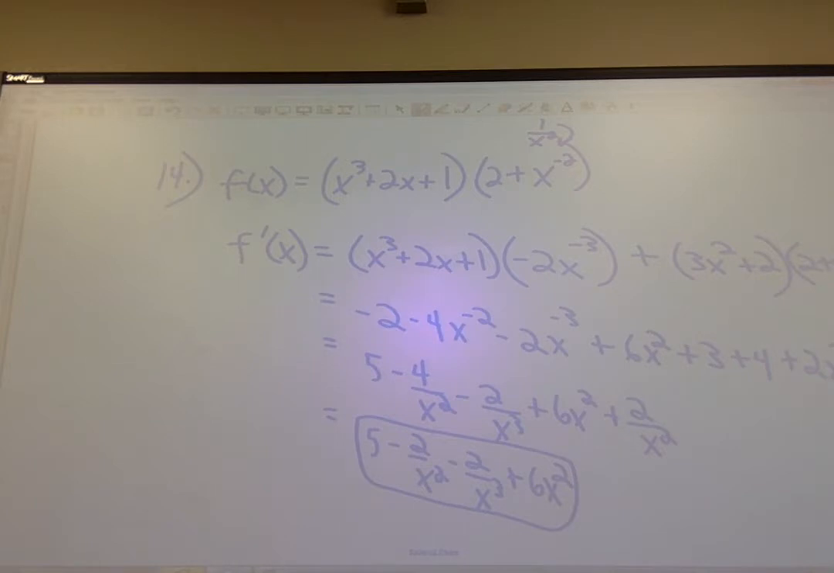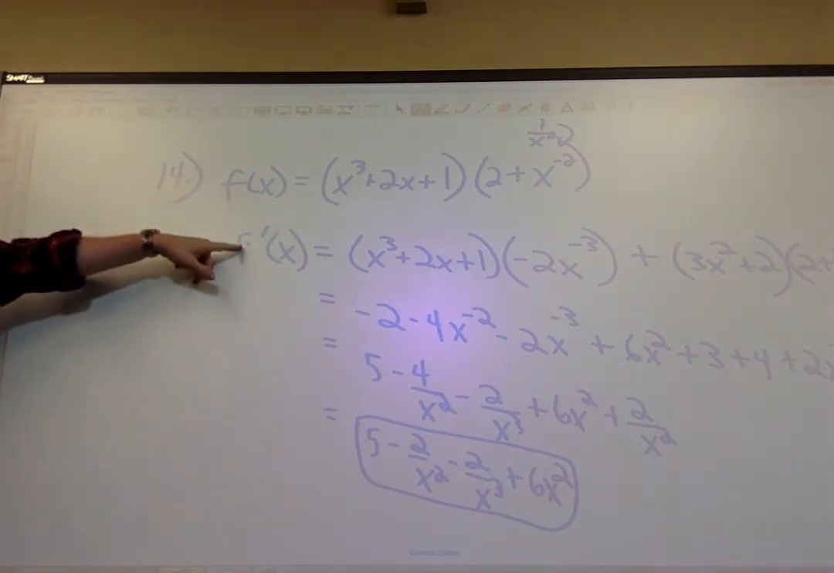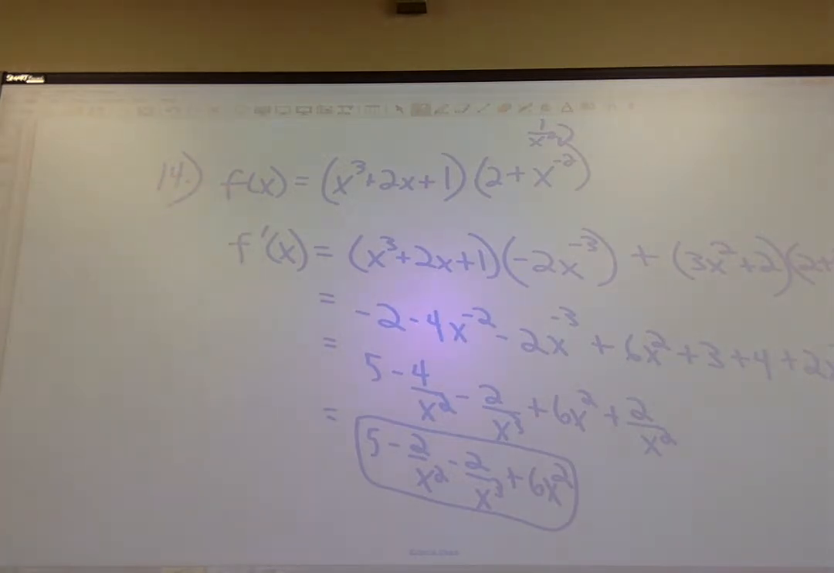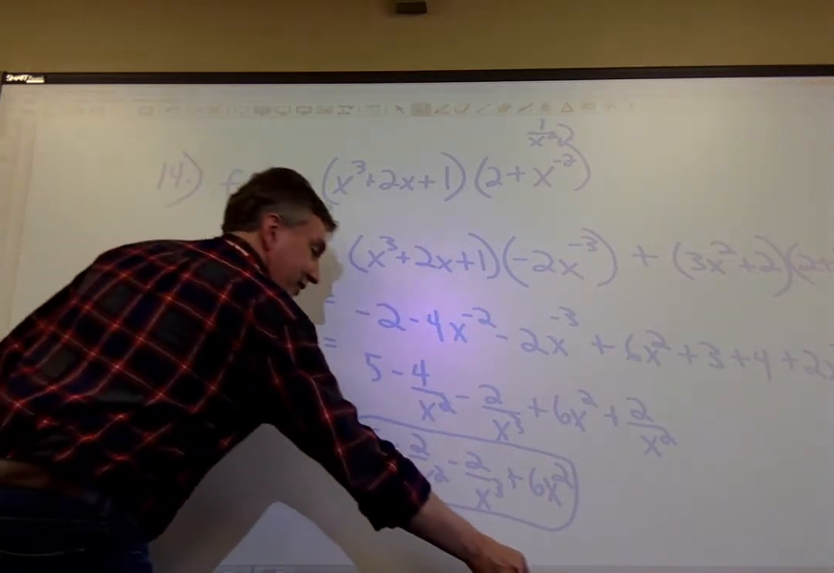Do you think that on Wednesday you could do one of these by product rule if I gave it to you? If I said find f prime of something like that, you could do it. Are you ready for quotient rule? You might not like quotient rule, but I like it.